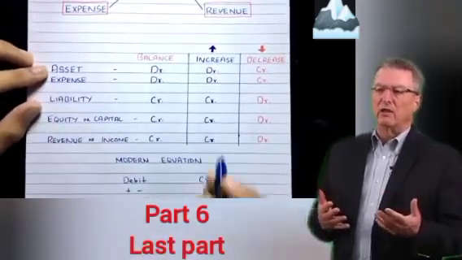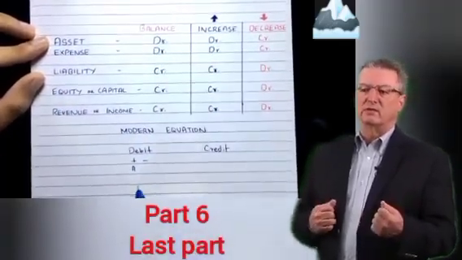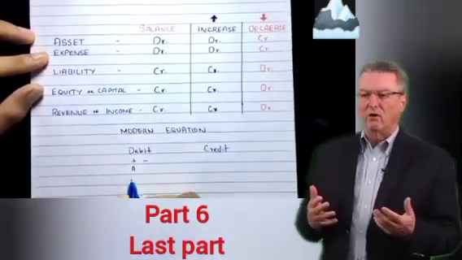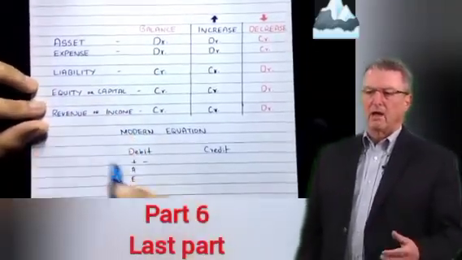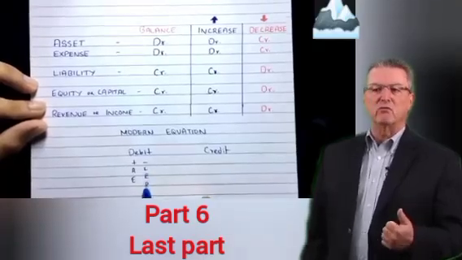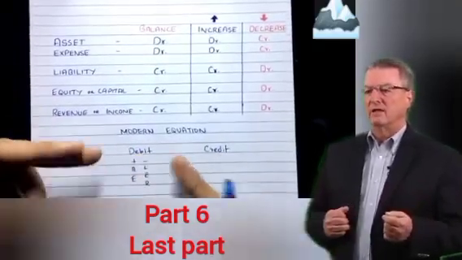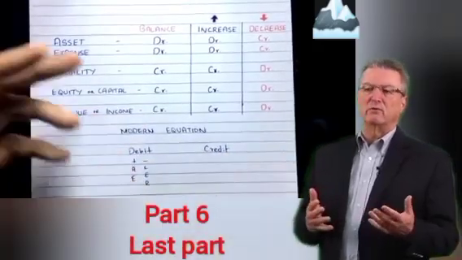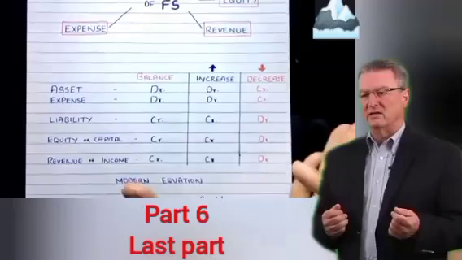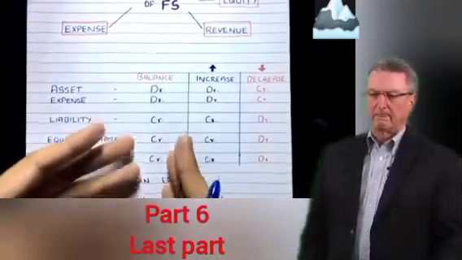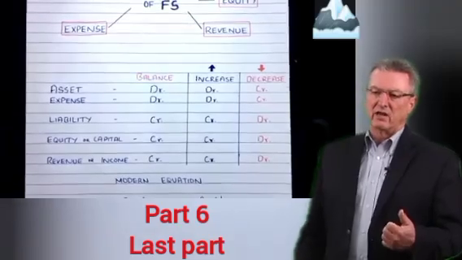If it's an asset, debit means plus. And for expense also, debit means plus. But for liability, equity and revenue, debit means minus, isn't it? So you can't say debit is good, credit is bad, or debit is only plus, credit is only minus, something like that. So just understand this modern equation. It's very simple. They have these debit and credit balances. To increase them, you do whatever the balance is. Simple as that. Clear? Easy, right?